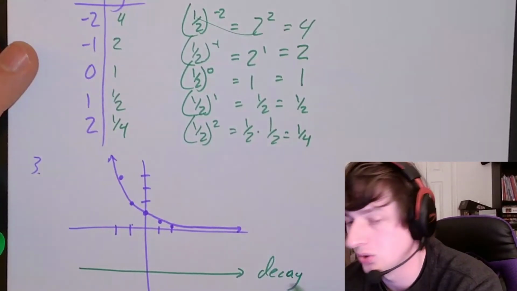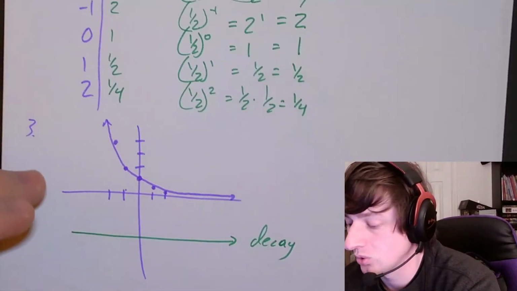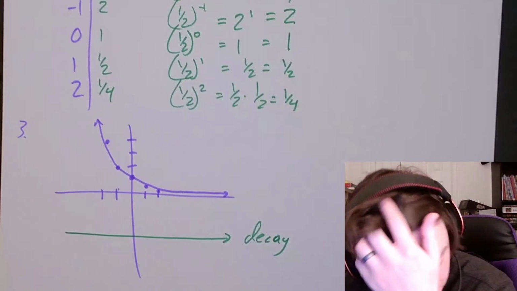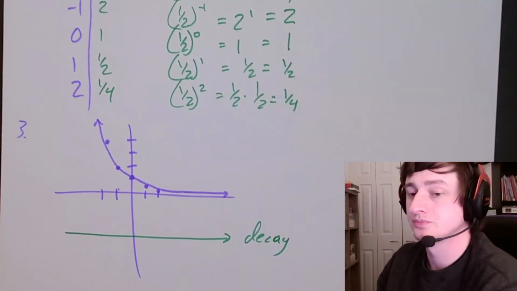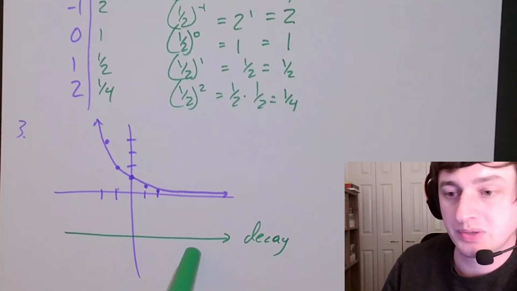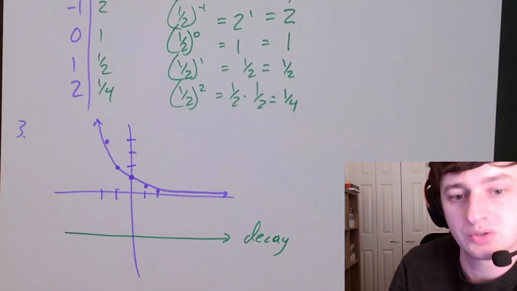The ways to know if something is growth or decay is the shape of the graph, or the b value, the base of the exponent, the number under the x. Is it bigger than 1 or smaller than 1? If it's smaller than 1, we're multiplying by a fraction over and over and over, so we get decay. If it's bigger than 1, we're multiplying by a number bigger than 1 over and over, and so it gets bigger every time.